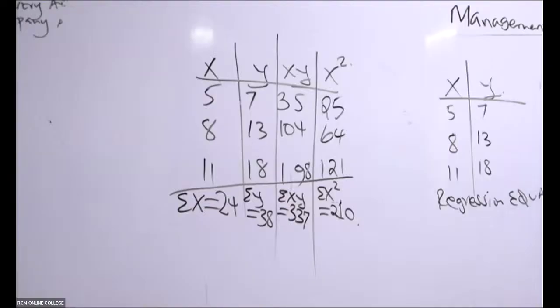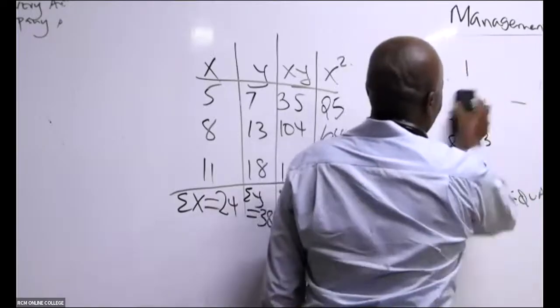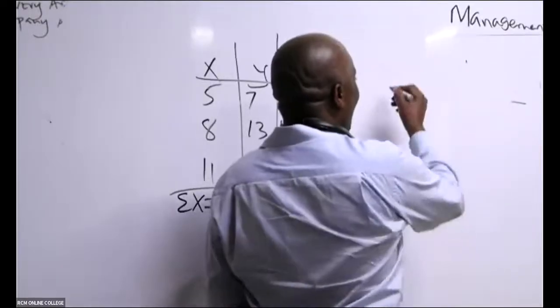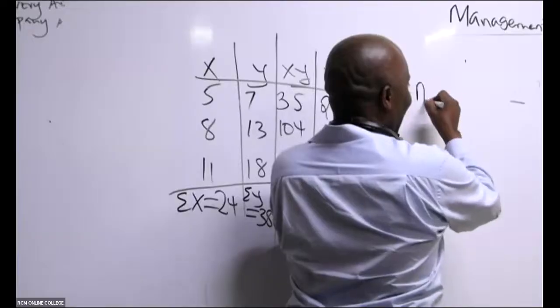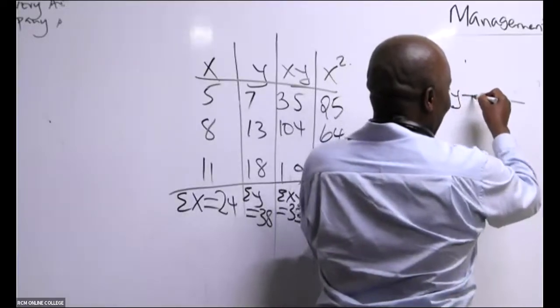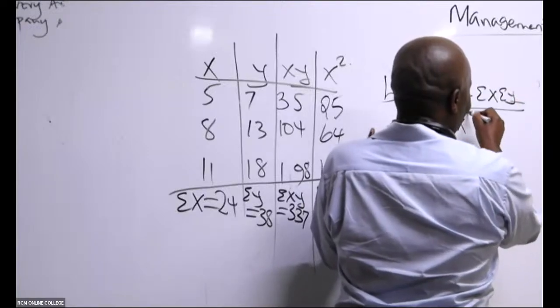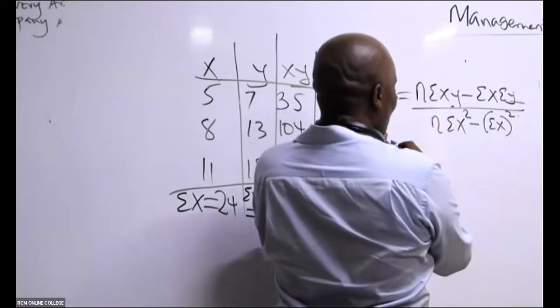What is the formula of A? A equals... You are checking. Of course, I can see everybody's trying because they expected me to ask for B. And the B I know you have mastered now. B equals who? N summations of xy minus summation of x times summation of y, over N summation of x squared minus summation of x, squared, isn't it? So let's try substituting.